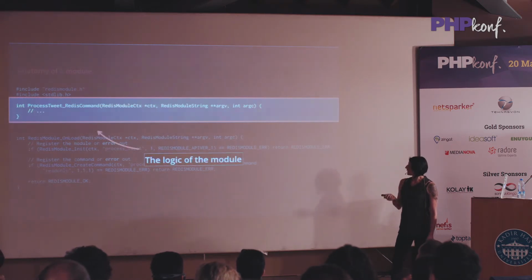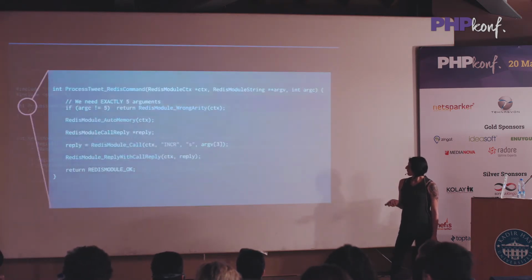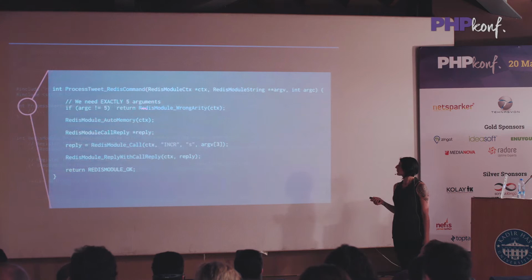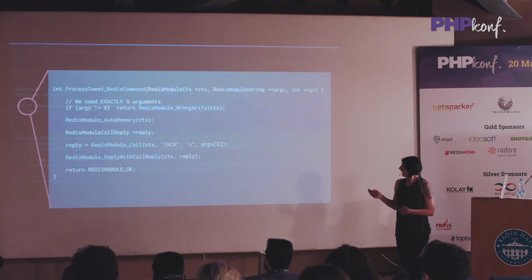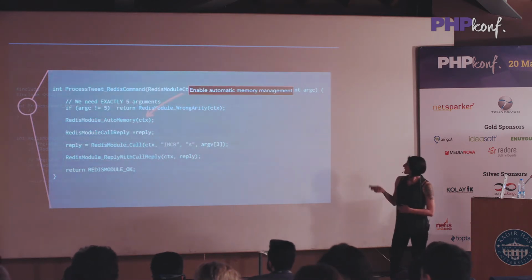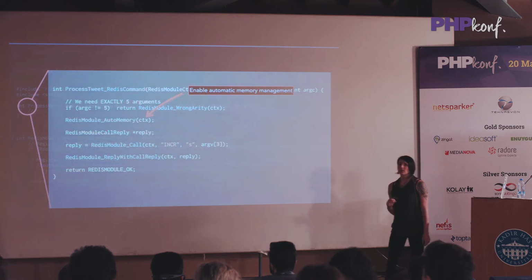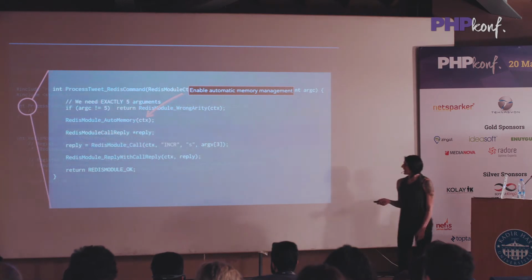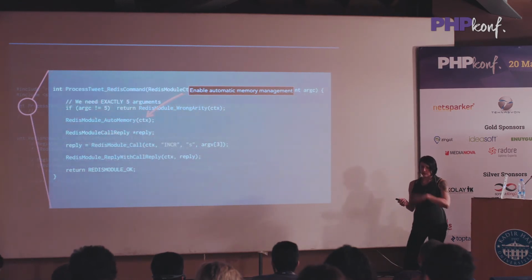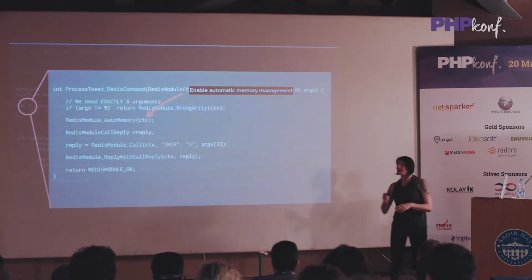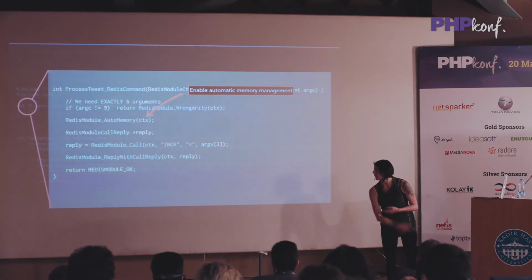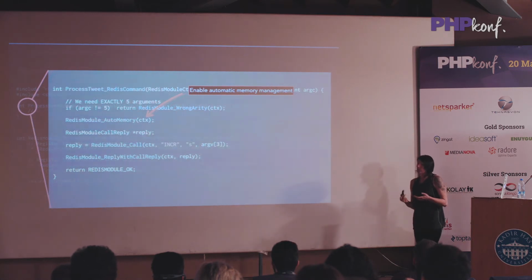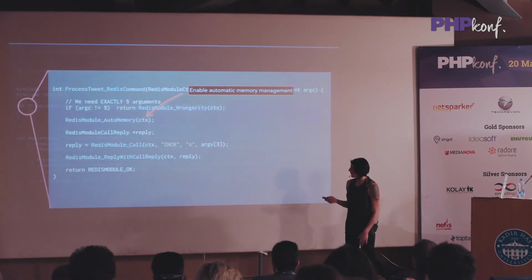This is that function. Let's zoom in to see what happens in there. In the beginning, it's customary to first check if we received exactly the number of arguments we are expecting. Then there is this command, enable automatic memory management, for people like me that don't do C. It will release memory and take care of all that low-level stuff that we, as PHP developers even more, are not used to taking care of.